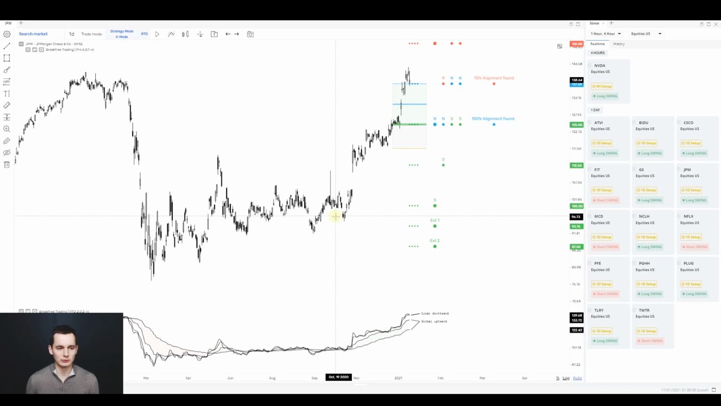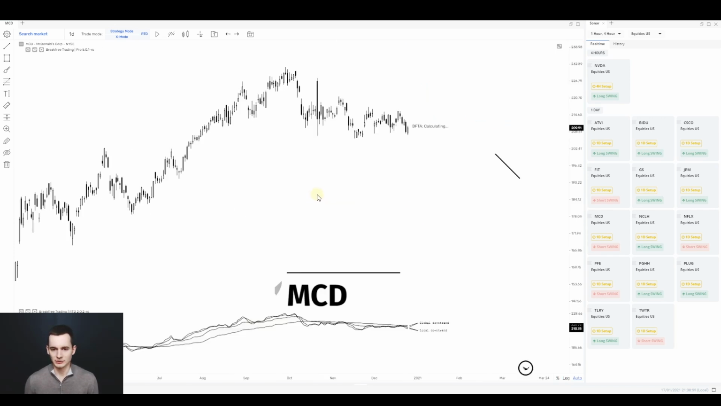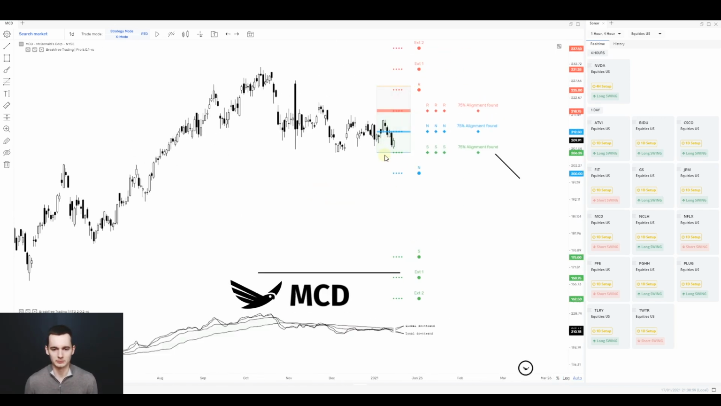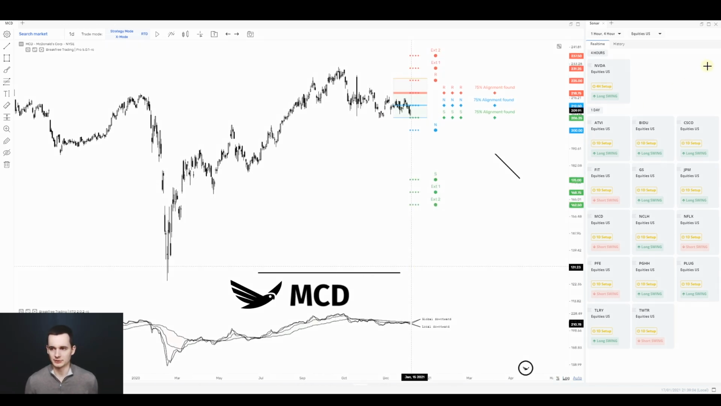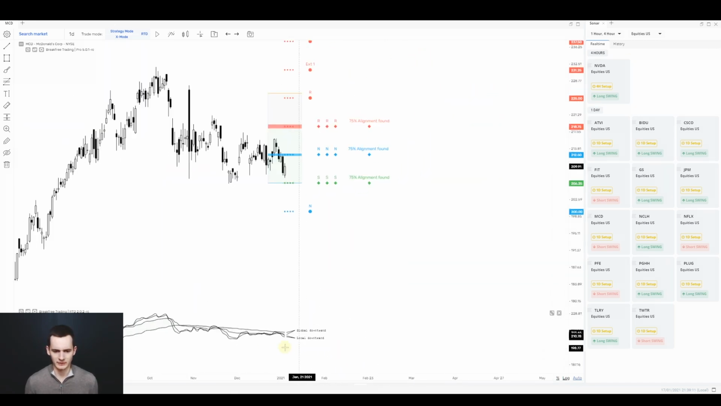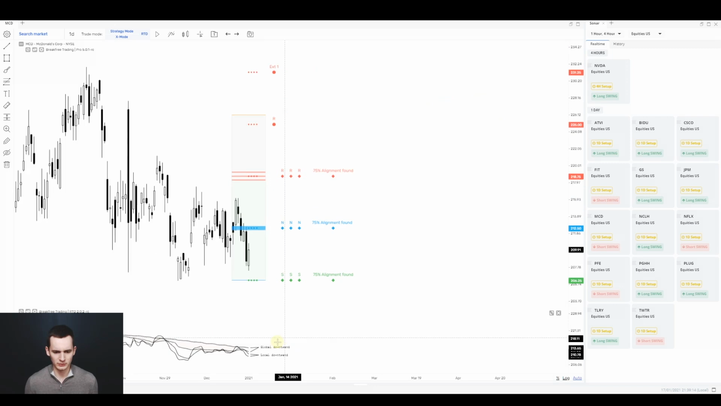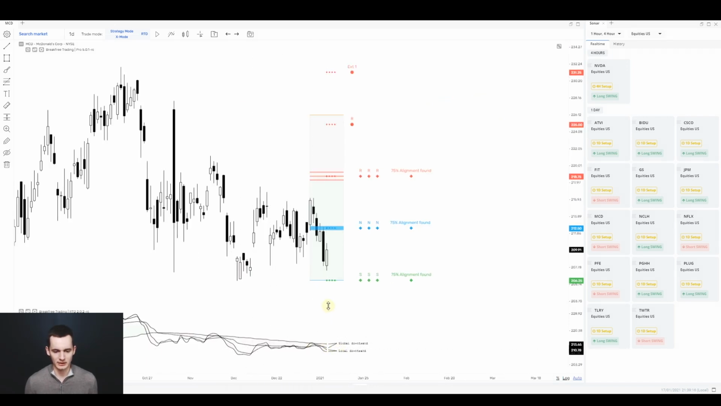Okay, moving on to McDonald's. McDonald's currently has a short setup. Personally, I wouldn't trade this. It looks more like a pullback. So it looks like to me, we're just going to do something like this, personally. You can see global is very thin. Local is kind of going back and forth. So there's really no big momentum here. So I wouldn't trade McDonald's at this point. I think this is a trade we can skip.